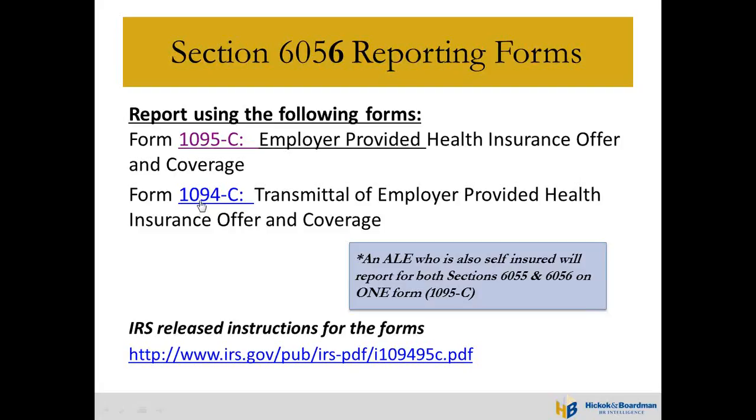And then the 1094-C is the form that gets sent to the IRS that summarizes all your 1095s, and you send it with a copy of the 1095 that you have provided to your employee. So for any of you who are involved with payroll, this is the same as W-2s. You provide a W-2 to your employee, and then there's a W-3 that is sent to the Social Security Administration that summarizes all the W-2s. Same exact thing as it pertains to the Section 6056 reporting.